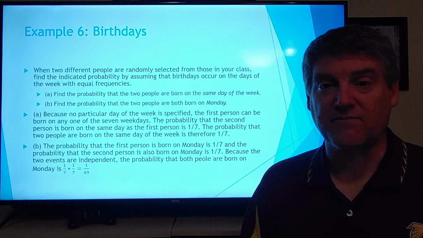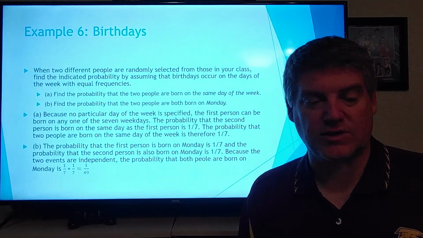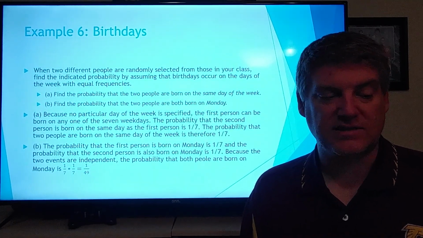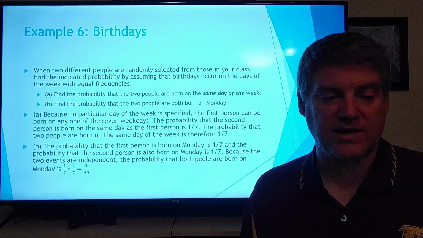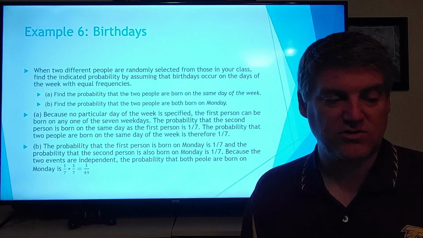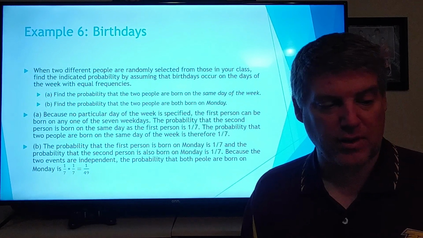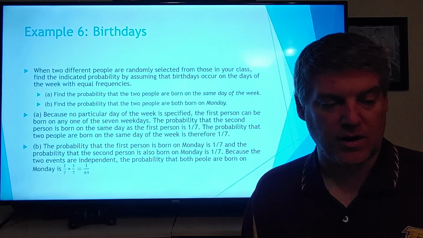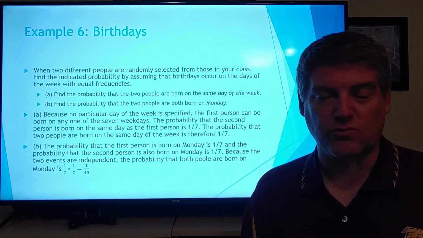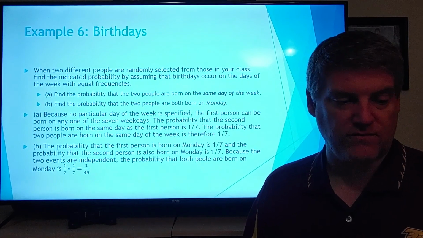B, the probability that the first person is born on a Monday is 1/7, and the probability that the second person is born on a Monday is also 1/7. Because the 2 events are independent, the probability that both people are born on Monday is 1/7 times 1/7, or 1/49.